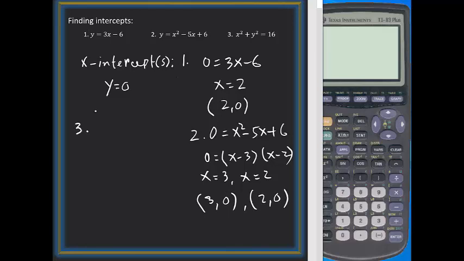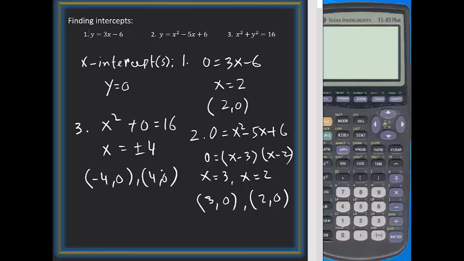Now we are moving to the third one. You are writing y equals 0. So you get x squared plus 0 equals 16. Then you get x equals plus or minus 4. So the intercepts are (negative 4, 0) and (4, 0). So we are done with all of this.